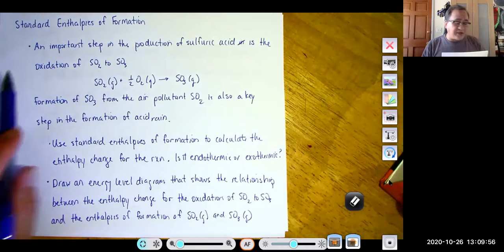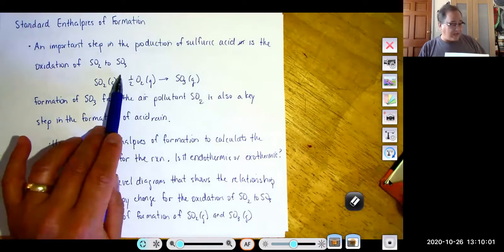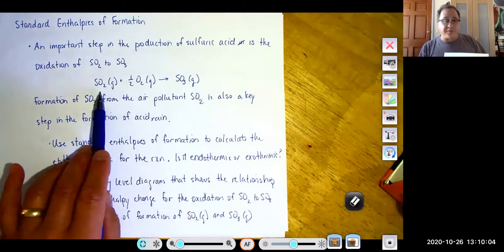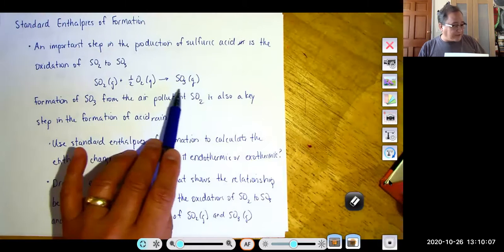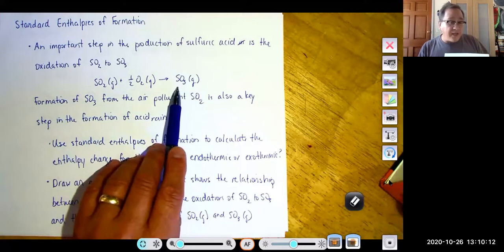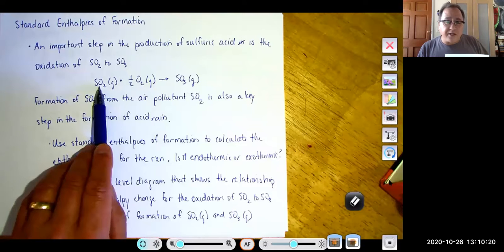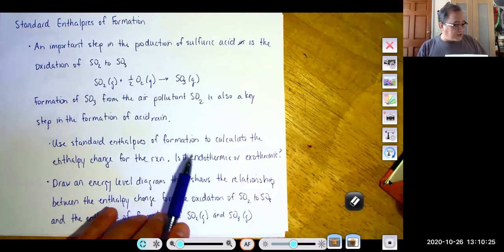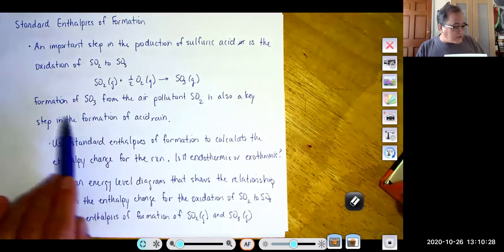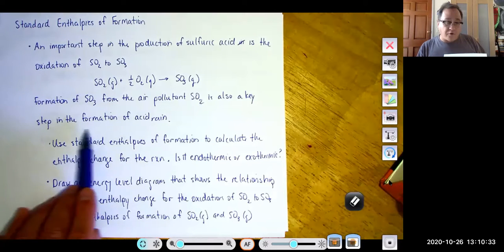So an important step in the production of sulfuric acid is the oxidation of sulfur dioxide to sulfur trioxide. With this formula, SO2 gas plus 1/2 O2 gas gives you SO3 gas. Now, this is not an enthalpy of formation reaction. And the reason it's not an enthalpy of formation reaction is because this is not an element. Enthalpy of formation reactions have only elements as reactants. So this is a reaction. Formation of sulfur trioxide from the air pollutant sulfur dioxide is also a key step in the formation of acid rain.